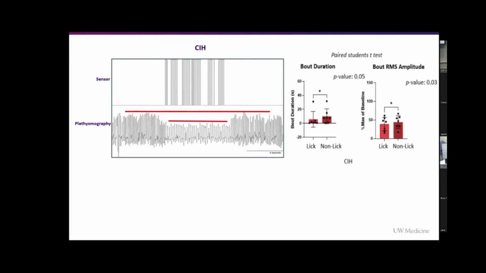These mice, we noted that they spent less time licking than not licking, and there is a significant difference between licking and non-licking in the bout duration. And there's also a significant difference in the root mean square amplitude as well. And this bottom graph here, we decided to look at the lick bout duration between these two groups and found that even though it looks like there might be a difference, there actually is no statistical change between these two.